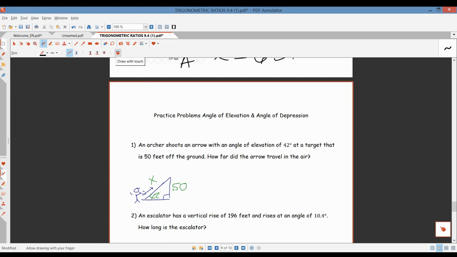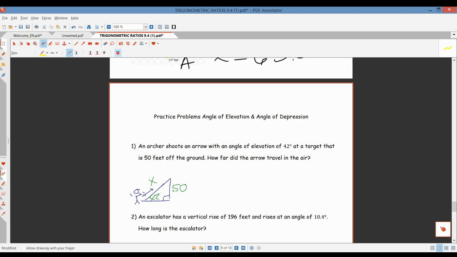So here's my masterpiece. Here's my little person shooting an arrow. By that arrow at the bottom is 42 degrees, angle of elevation. So we're looking for those key terms. Angle of elevation of 42 degrees. And it says that the target is 50 feet off the ground. This is our target. We're shooting up into the air, wherever that target is. So I labeled that height 50 feet. And it says how far did the arrow travel. That arrow right there, I drew the arrow. You can see it's traveling on that diagonal. We're trying to figure out what it is.